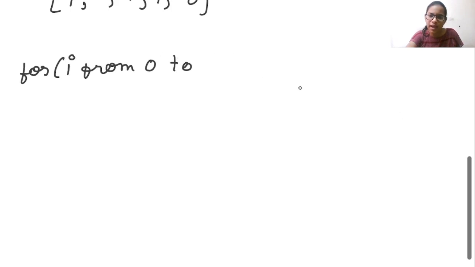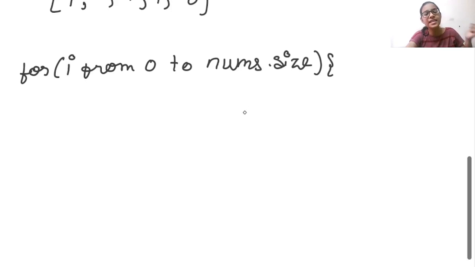For i from 0 to nums.size, we are running a loop. Inside this loop, we need to run one more loop for j.